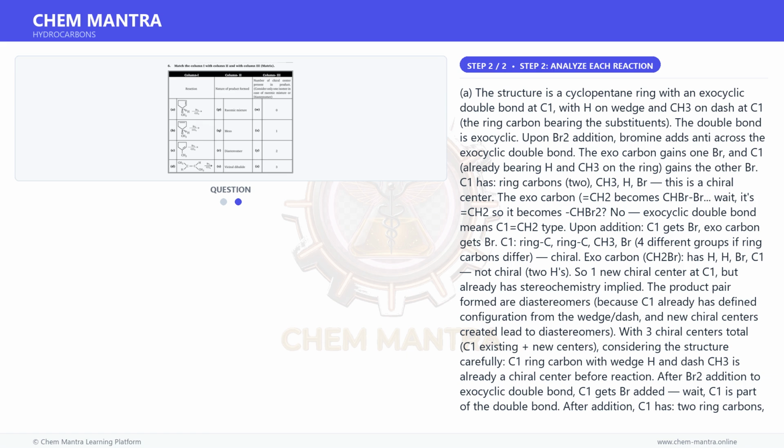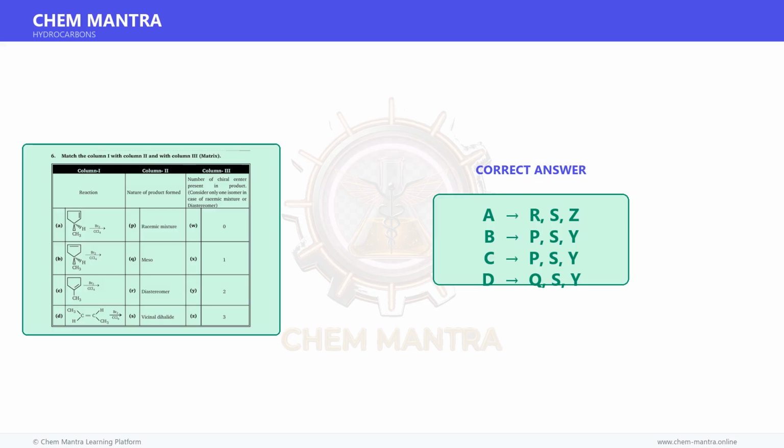Summary. A: R diastereomer, S vicinal dihalides, Z 3 chiral centers. B: P racemic mixture, S vicinal dihalides, Y 2 chiral centers. C: P racemic mixture, S vicinal dihalides, Y 2 chiral centers. D: Q meso, S vicinal dihalides, Y 2 chiral centers. Therefore, the correct matching is A matches R, S, Z; B matches P, S, Y; C matches P, S, Y; D matches Q, S, Y.